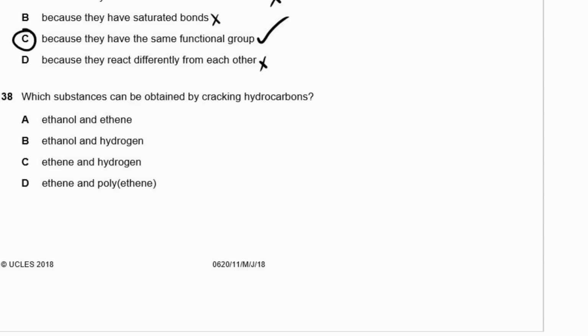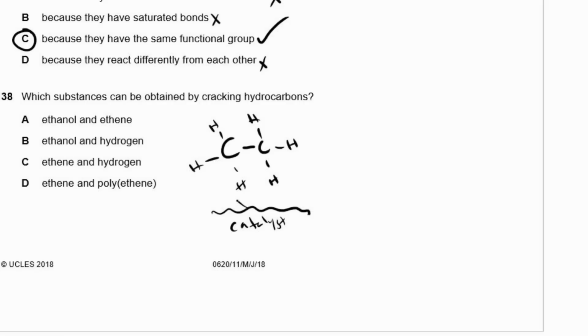Question 38. Which substances can be obtained by cracking hydrocarbons? Okay, so cracking hydrocarbons requires a catalyst. So let's start with ethane as an example. So C, 4 bonds on each carbon, so 3 of these are hydrogens. Okay, if we crack the ethane, we'll have a catalyst here. This will be our catalyst, and it will basically take these 2 hydrogens and put them together to make our product, to make a product of H2. Okay, so add them together to make H2, joins them together.